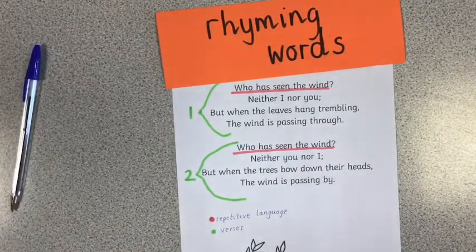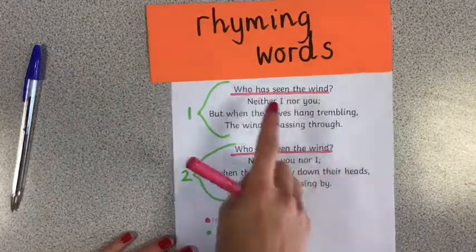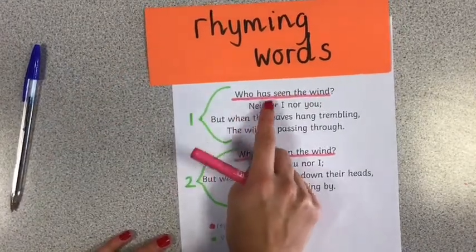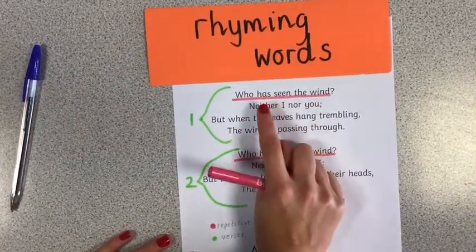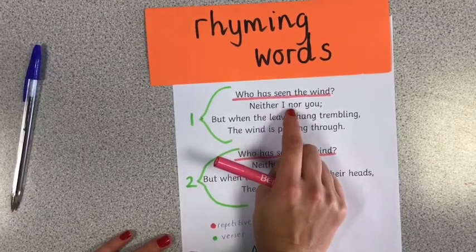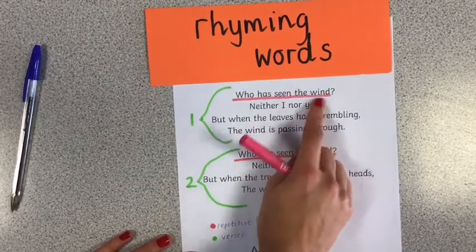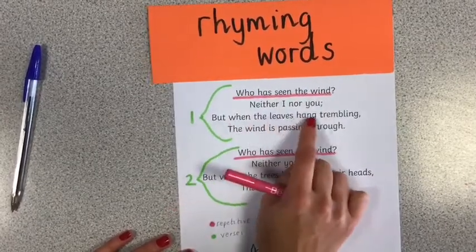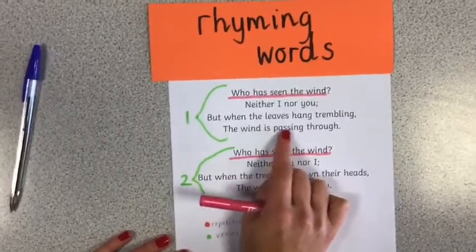You have to read it again. Now, rhyming words in a poem you will find mostly at the end of a line. So let's have a look. Who has seen the wind? Neither I nor you. We know you and wind don't rhyme. But when the leaves hang trembling, the wind is passing through.